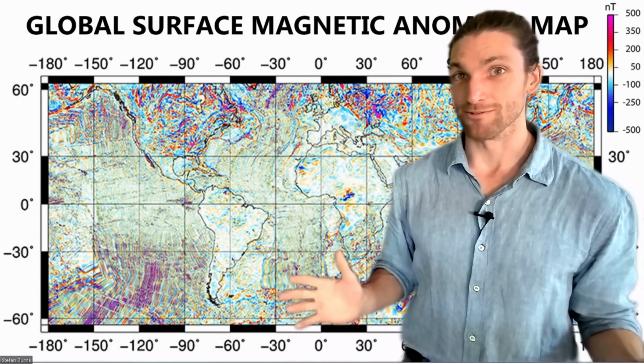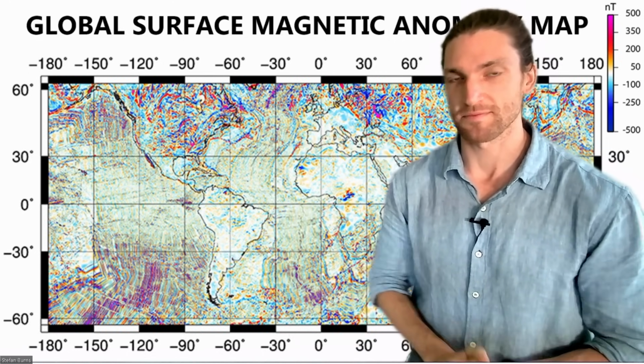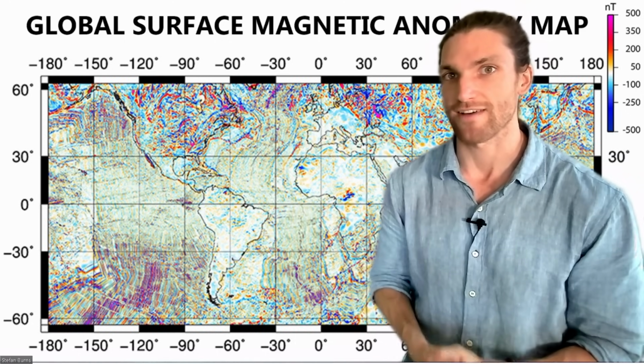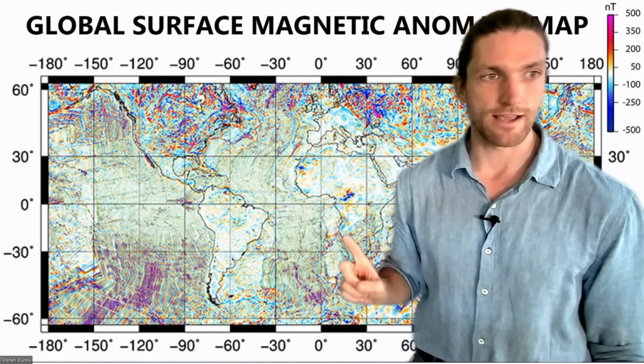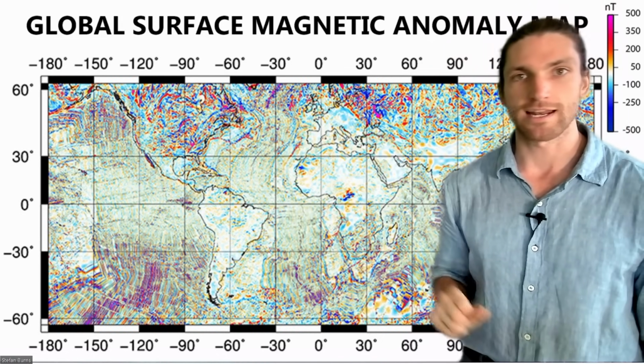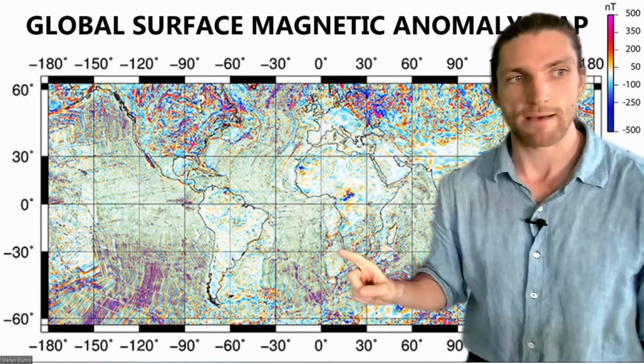Now we're going to get into the really fun stuff, which are these surface magnetic anomalies. These are connected to a bunch of interesting things that have happened on our planet. We see a few of them right here with this global surface magnetic anomaly map. We'll be looking at a few different versions of this map.